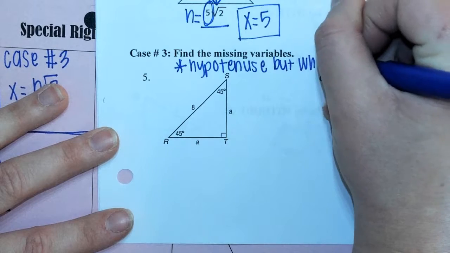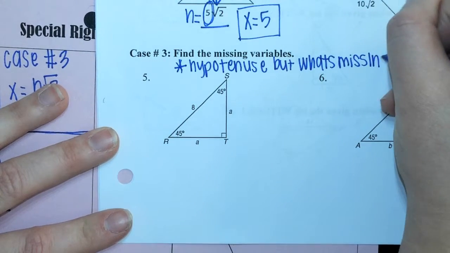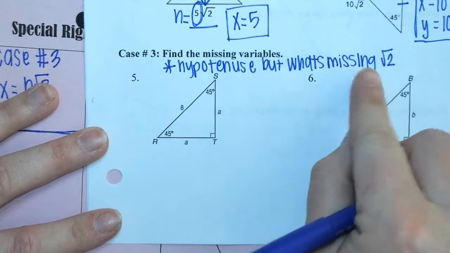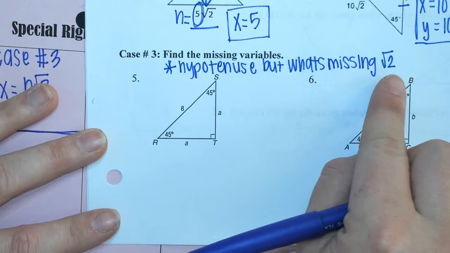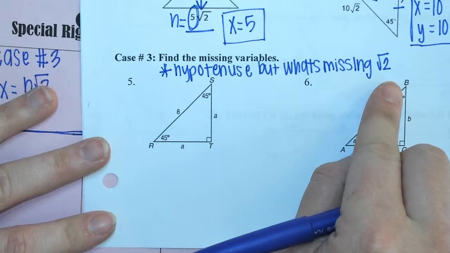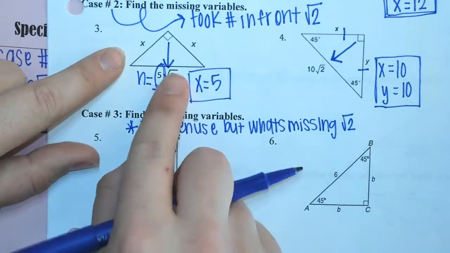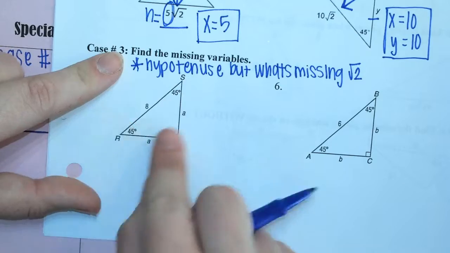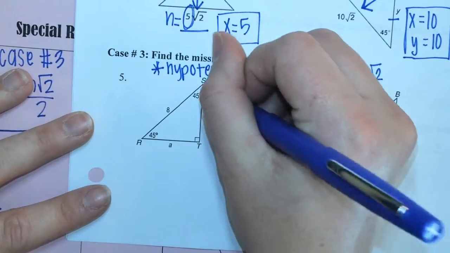But what's missing? What's missing beside the hypotenuse? The square root of 2. So we can't just take the number in front because there's no square root of 2. Are you following me? That's the difference between case 2 and case 3. In case 2, we just get to take the number in front of the square root of 2. In case 3, there is no number just to take in front of. So we have to use our formula.